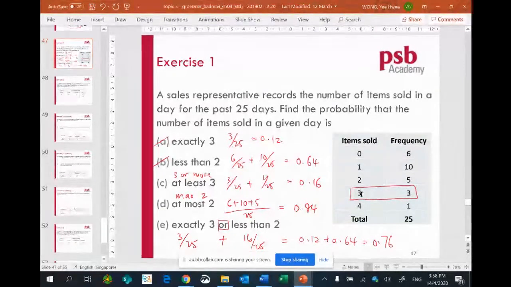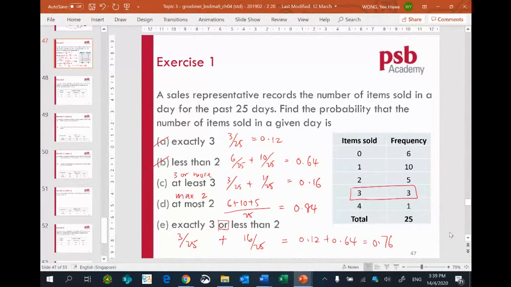E, exactly 3 or less than 2. Exactly 3 or less than 2 is actually part A and part B, right? That means you get part A or you get part B. So we just add the two together and you get 0.76. Okay, so this is exercise 1.